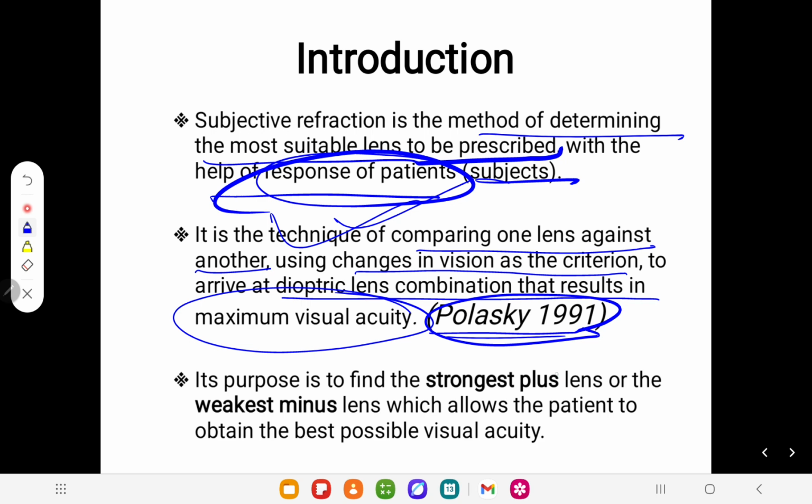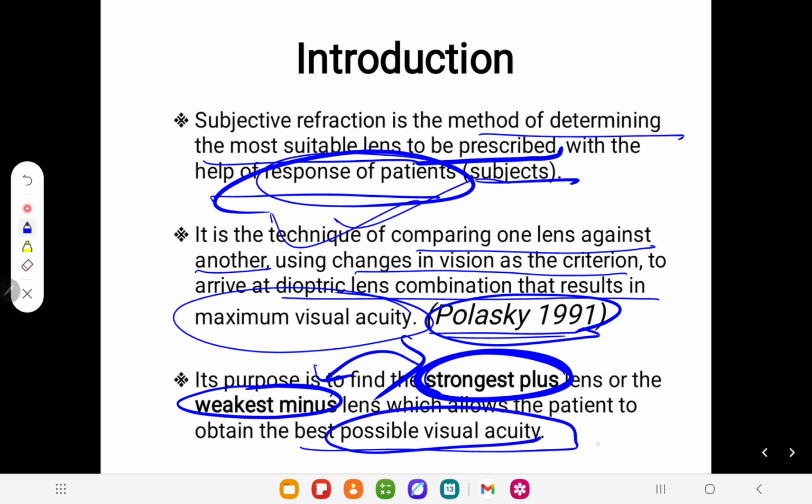So the purpose is always, as I have emphasized in the previous video, the strongest plus or the weakest minus. Why? Because it stabilizes the accommodation, so it creates the least stress on the accommodation system. That's why it's the strongest plus or the weakest minus. Both are the same in terms of optics, isn't it? The strongest plus means the weakest minus, isn't it? So it allows the patient to obtain the best possible visual acuity with the least amount of stress on accommodation.